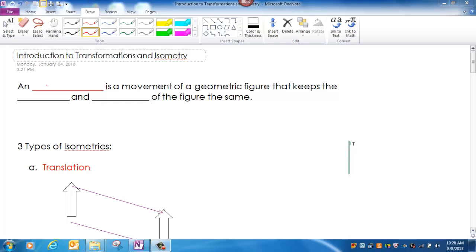Everybody. All right, let's get started with our introduction to transformations and isometry. Let's start by filling in some blanks here.